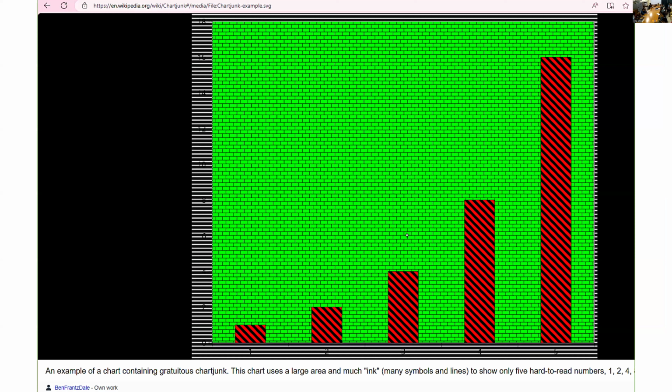Okay, this is called chart junk. Can you see the numbers in the x-axis? You can't see? Let's see. 1, 2, 3, 4, 5. What's the problem? All these colors which people love is masking the real data.